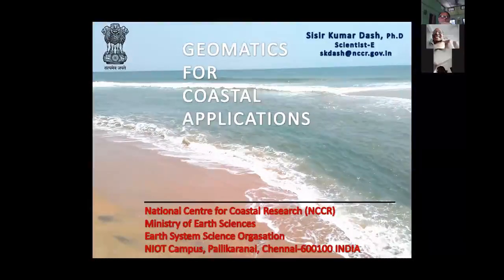My previous speaker Professor Kumaraswamy has highlighted the applications of remote sensing in all aspects, but I will try to narrow down my lecture to the coastal applications. I'm SK Das. People call me Das, and I started my career in ISRO. Then I did my PhD in Japan. From 2009 onwards, I'm with the NCCR, National Center for Coastal Research.